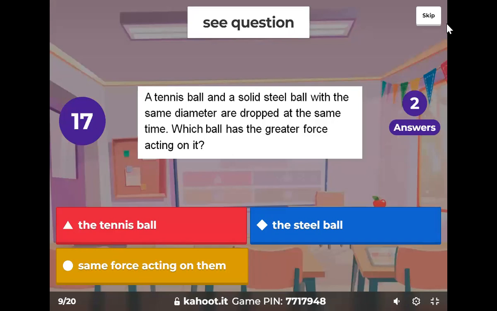A tennis ball and a solid steel ball with the same diameter are dropped at the same time. Which one has a greater force factor?